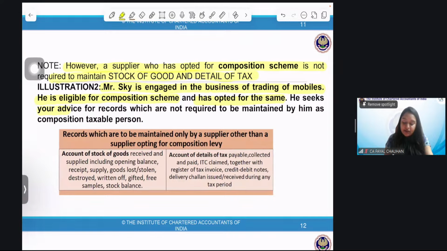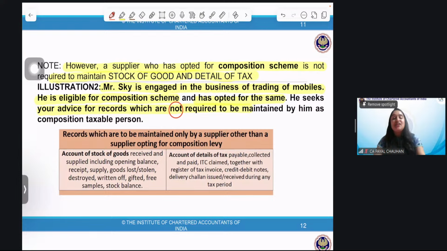He seeks your advice for records which are not required to be maintained. Please remember what these people have asked. They are asking you to give the exceptions, which accounts you need not maintain. And the answer is right below, which is what?